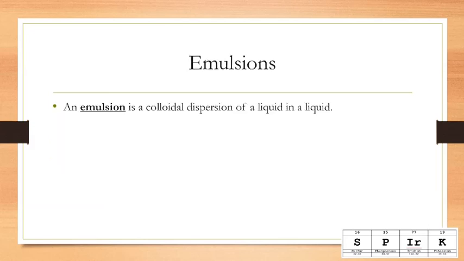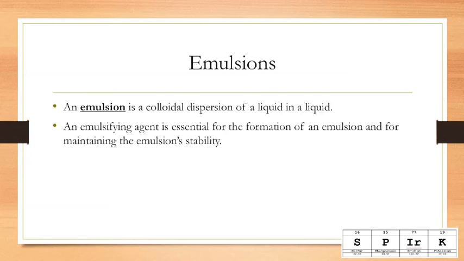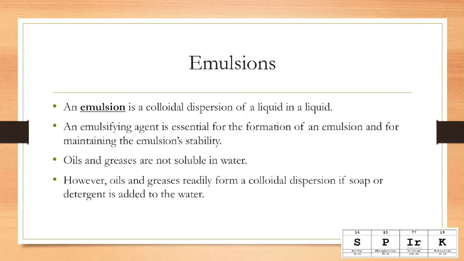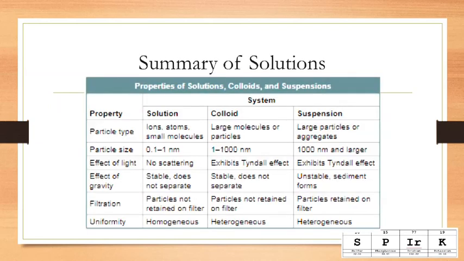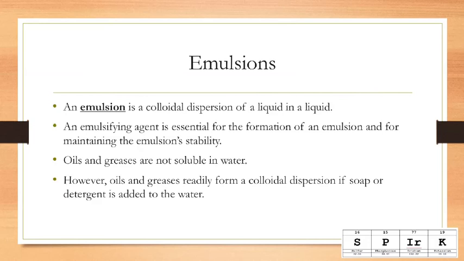Emulsions. An emulsion is a colloidal dispersion of a liquid within a liquid. An emulsifying agent is essential for the formation of an emulsion and for maintaining the emulsion's stability. Oils and greases are not soluble in water. However, oils and greases readily form a colloidal suspension or dispersion if soap or detergent is added to the water, because they'll grab onto the soap that's in the water, because the soap is nonpolar.